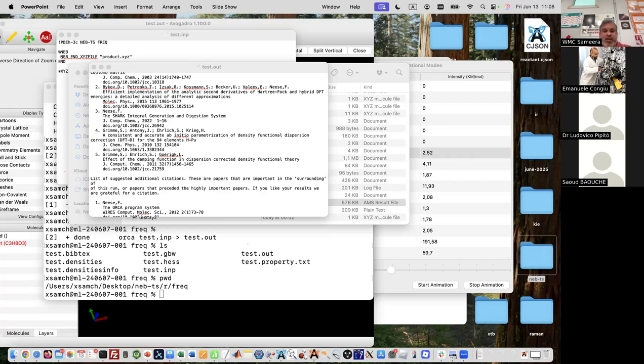ωB97XD is one of our favorite density functionals, and def2-TZVP is one of our favorites, and we usually employ sophisticated methods to compute reaction paths. If you use a cheaper method like a smaller basis set and a simple density functional, your accuracy may not be that good.